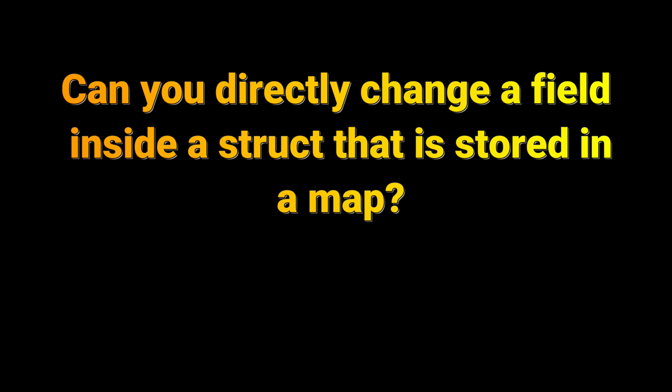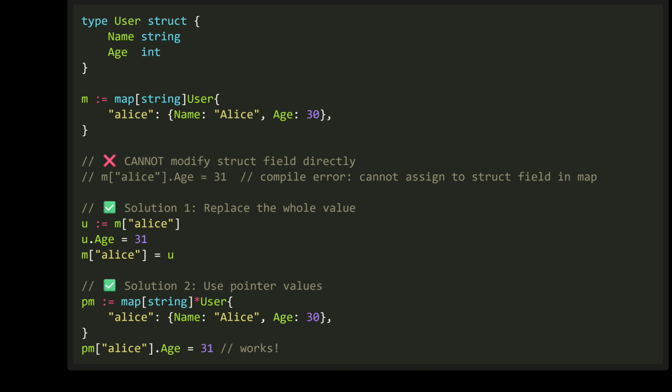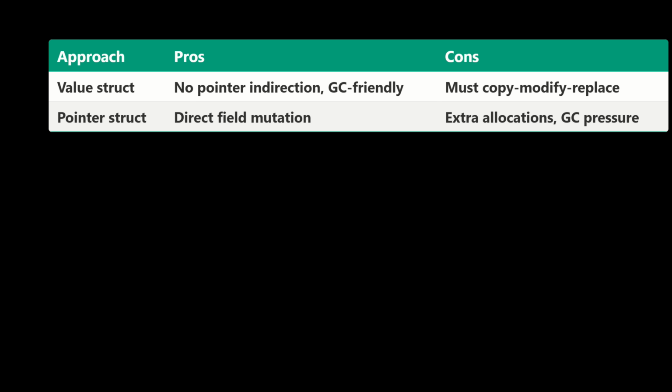Question: can you directly change a field inside a struct that is stored in a map? No, you cannot directly change a struct field when the struct is stored as a value in a map. This is because when you access a map value, you get a copy, and modifying a temporary copy makes no sense. To update a field, you must either copy the struct out, modify the copy, and put it back, or store pointers to structs in the map instead of the structs themselves. When you store pointers, you can modify fields directly because you are working with the original data through the pointer.